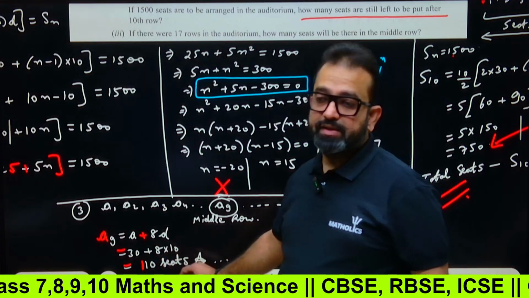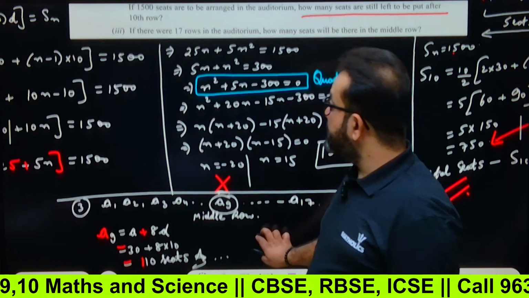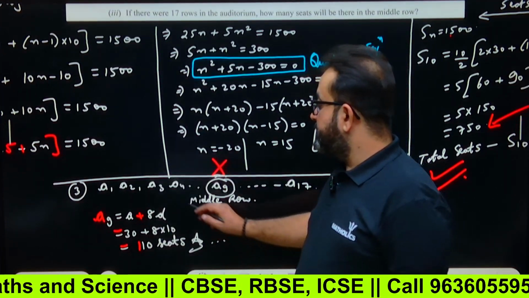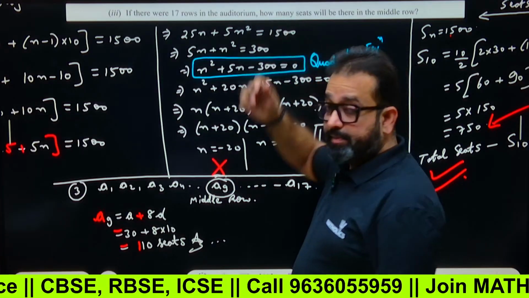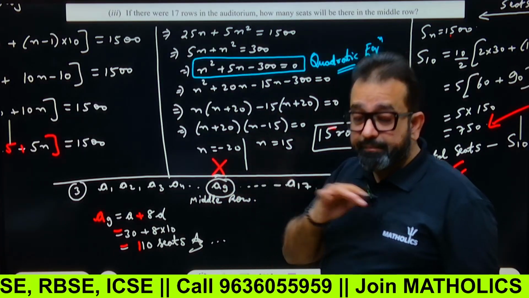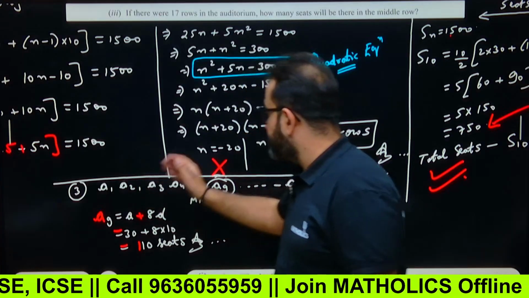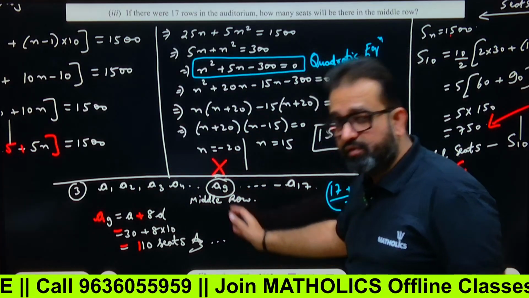That means 110 seats will be there in which row? Ninth row, that means the middle row of this series. This is A1, A2, A3, A4 till A17. Ninth row will be the middle.